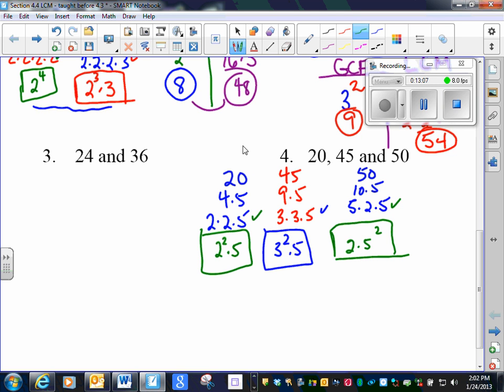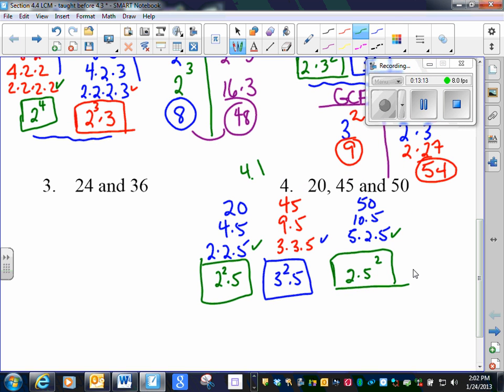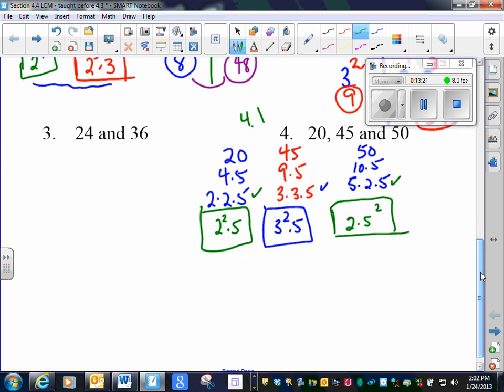This is all from section 4.1, the prime factorization. It's the most important part of this, because if you get your prime factorization incorrect, your GCF and your LCM are going to be incorrect as well. Let's do the GCF and the LCM.